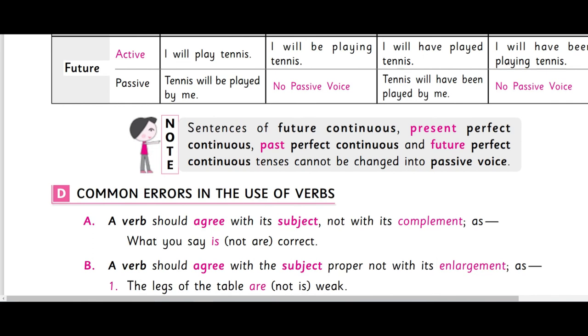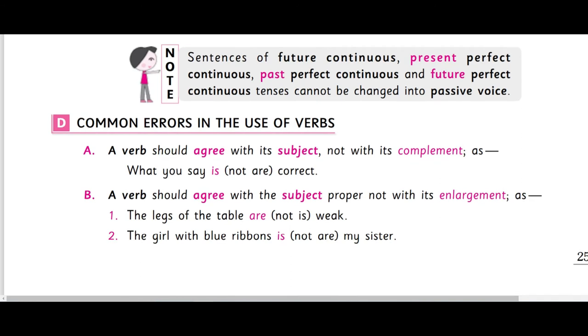Now our chapter is not about the tenses, because this is only a recapitulation, just an introduction. So dear students, our chapter is focusing on common errors in the use of verbs. First thing, a verb should agree with the subject. A verb should follow the subject. If the subject is singular, the verb should be singular; if the subject is plural, the verb should be plural. That is a rule.